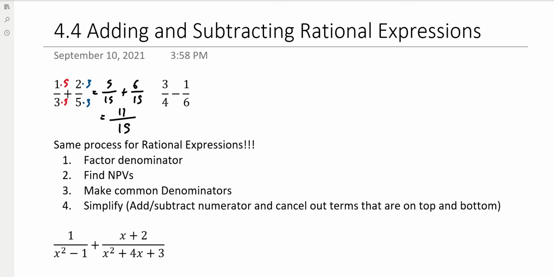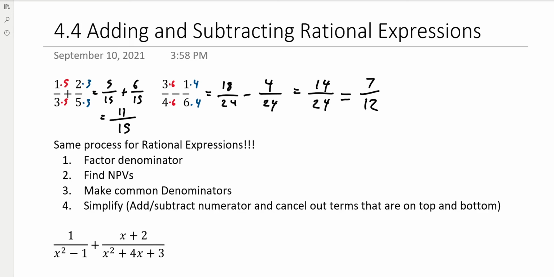Same thing with subtracting. We multiply by 6, multiply by 6. We multiply by 4, multiply by 4. And then we rewrite it out. So 18 over 24 minus 4 over 24. Again, subtracting just the top, it's 14 over 24. And now you can realize that you can actually simplify this, so it's 7 over 12.